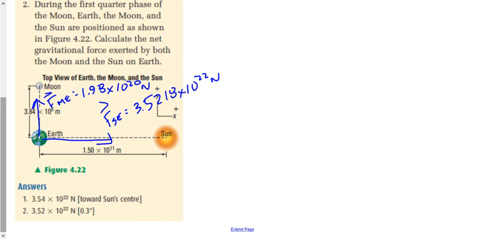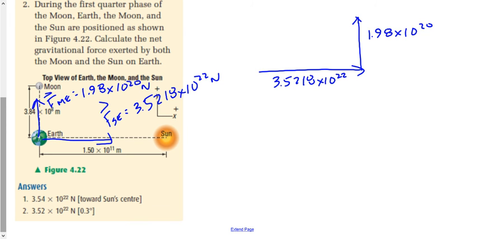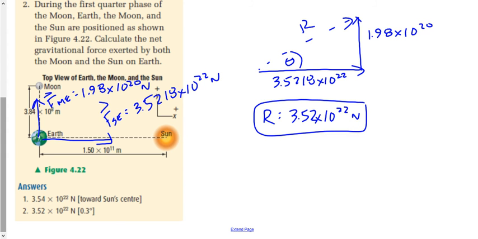Yeah, they're not both in one dimension, right? They're in two different dimensions. We got to add them, but we can't add them up the normal way. We got to draw the vector diagram. Here's 3.5218 times 10 to the 22, and here's 1.98 times 10 to the 20. And we do this, we find the hypotenuse, that would be the value of r, and I think when we do that we get 3.52. And we got to find the value of theta as well. I can see the answer there is 0.3.